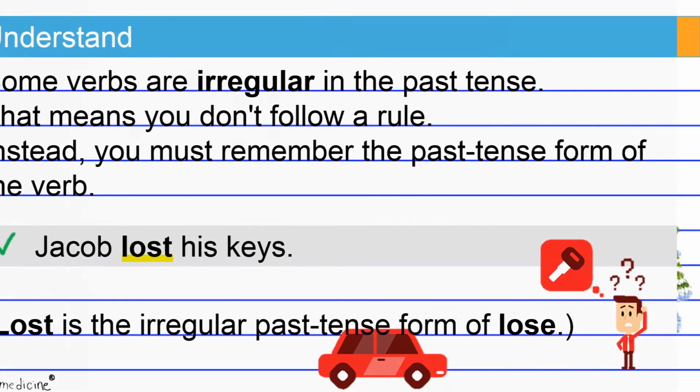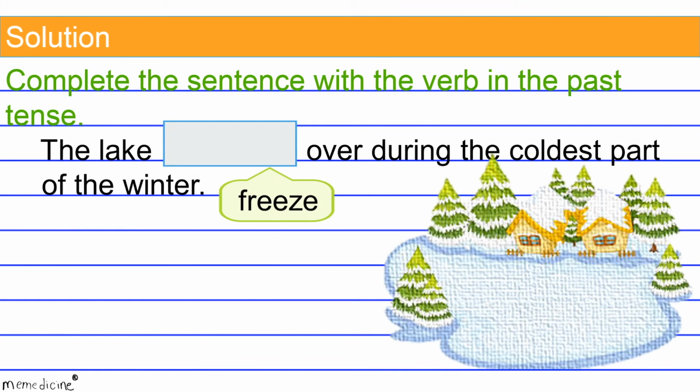All right, back to the original question. Now for the solution. Froze is the simple past tense verb form of freeze. This is an irregular verb form, so you'll have to commit it to memory.